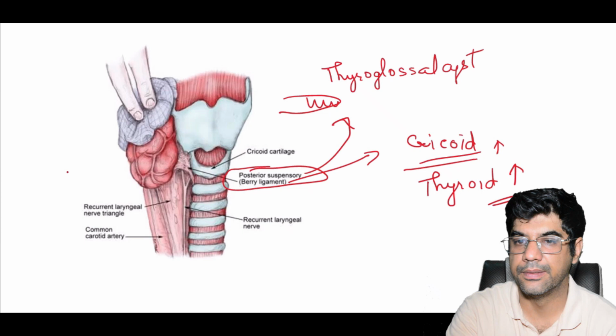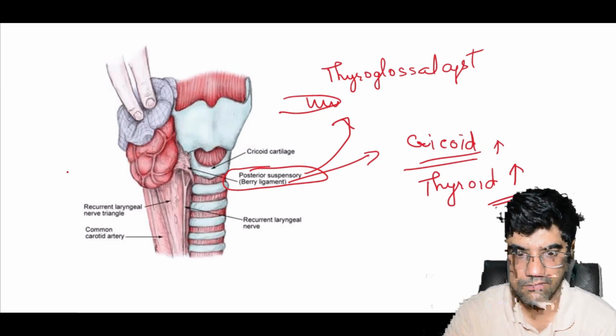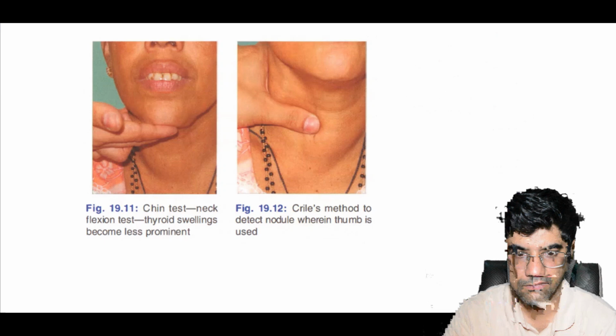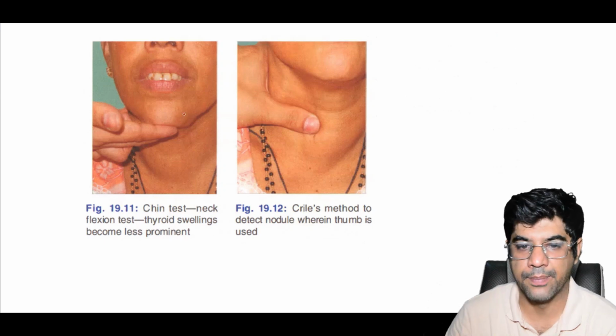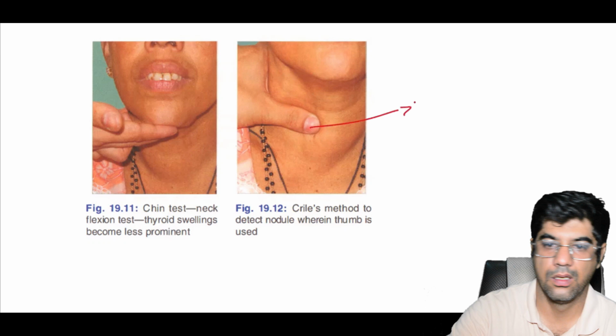Other methods are Kocher's method, which helps to appreciate the nodularity better. The examiner will place the thumb over the suspected area of the nodule and ask the patient to swallow.